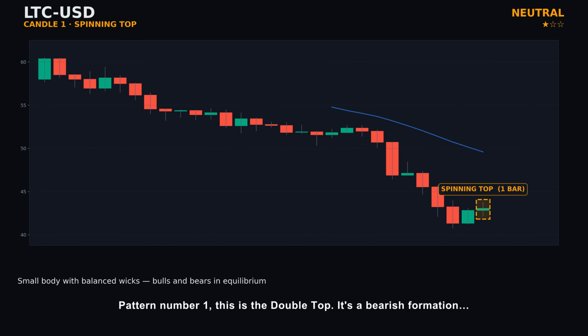Candle signal number 1, a spinning top just formed on the very last candle. See the dashed box on the chart? That's where it printed. It's a neutral read with 1 out of 3 strength. Small body with balanced wicks. Bulls and bears in equilibrium. What you want to see next is follow through on the very next bar. That's the confirmation that turns a signal into a trade.